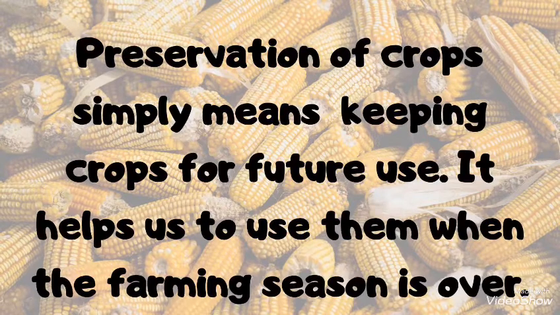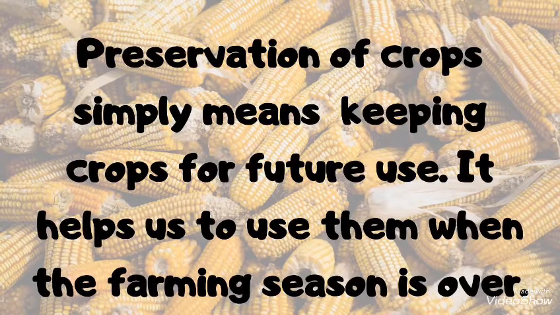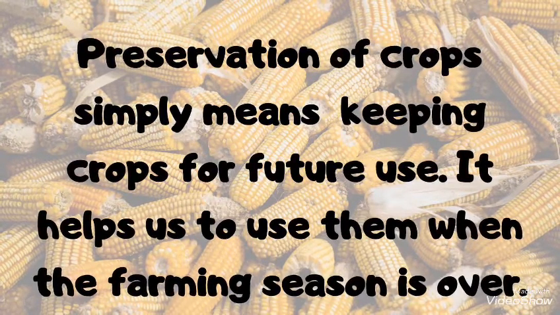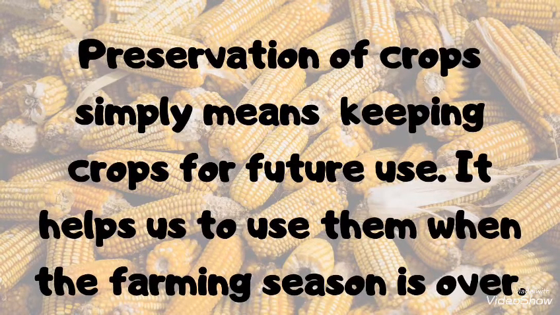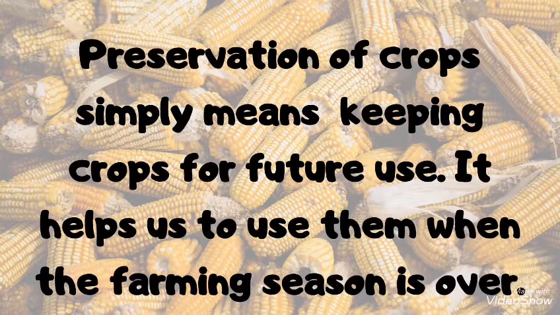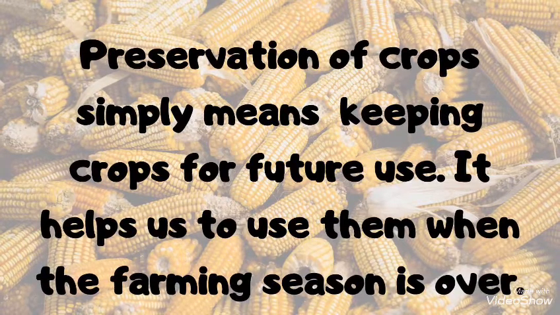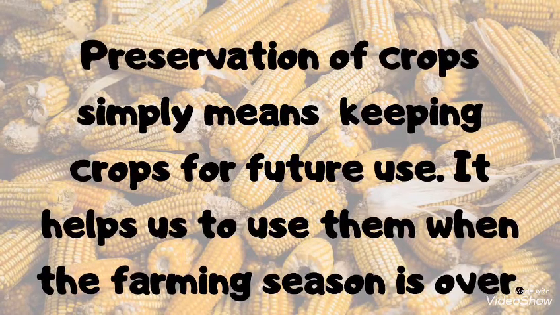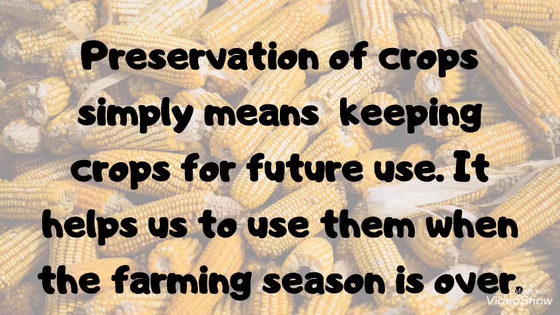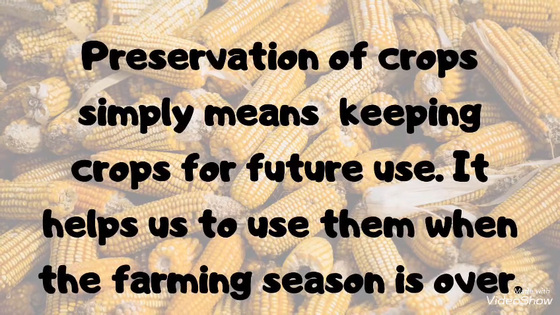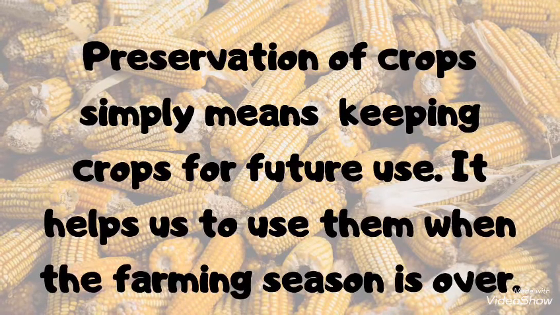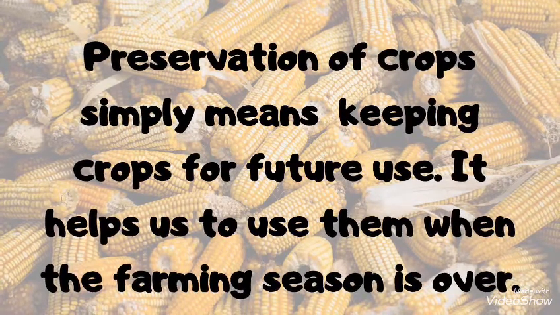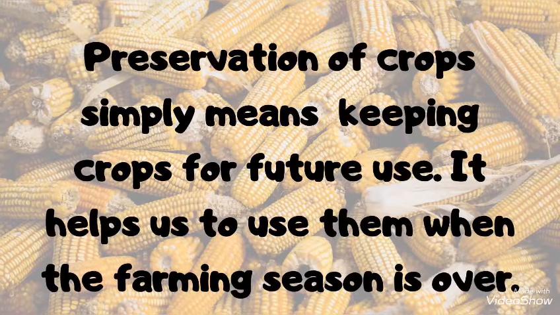Then preservation of food crops simply means keeping crops for future use. The reason we keep it for future use is that when the dry season comes, sometimes the ground cannot produce crops again when it is dry. So it helps us to use them when the farming season is over. The farming season is also known as the rainy season in Nigeria.